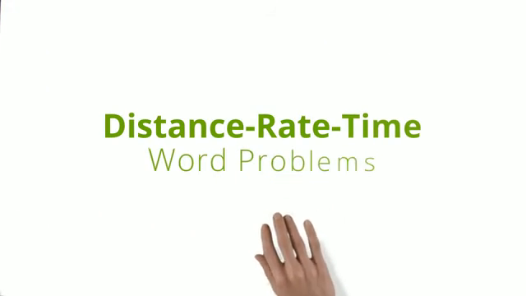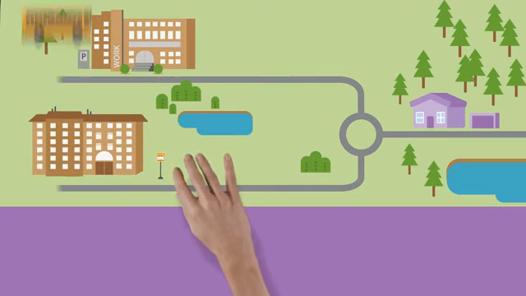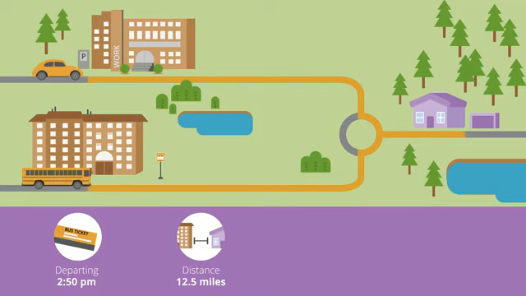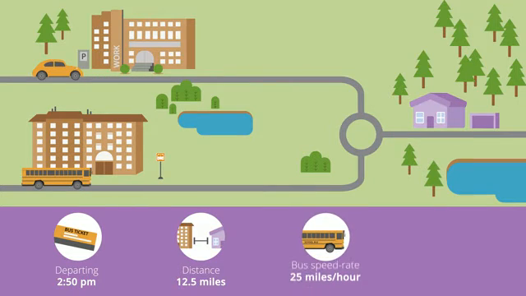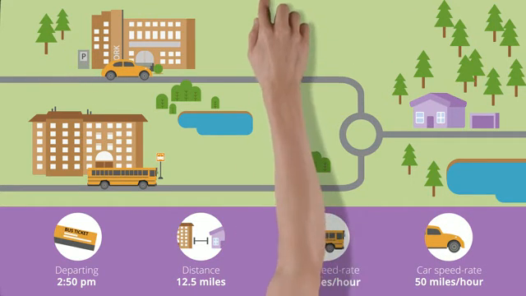This is a distance rate time problem. Will he be able to make it? Tom's school bus leaves school at 2:50 p.m. Tom's school and his mom's work are both 12.5 miles away from their home. The school bus drives at an average speed of 25 miles per hour. His mother is a very fast driver and drives by car at an average of 50 miles per hour.